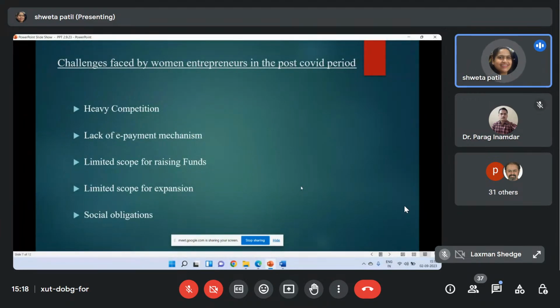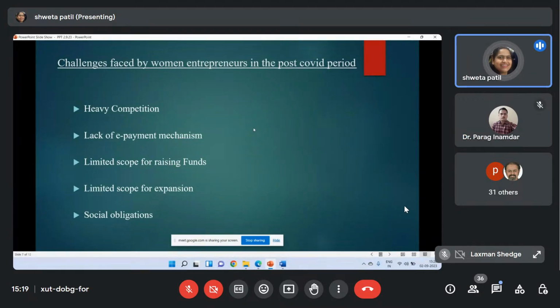Moving ahead, as we saw the benefits, there are some challenges that women entrepreneurs faced in the post-COVID period. As everyone was in line with online businesses and digital, trying to cope with the digital environment, or rather trying to grab this opportunity, this created heavy competition in the market, which was a huge challenge for all the new entrants, as they were not able to cope with the financial impacts of this competition. So that was one challenge which even women entrepreneurs faced in the post-COVID period.